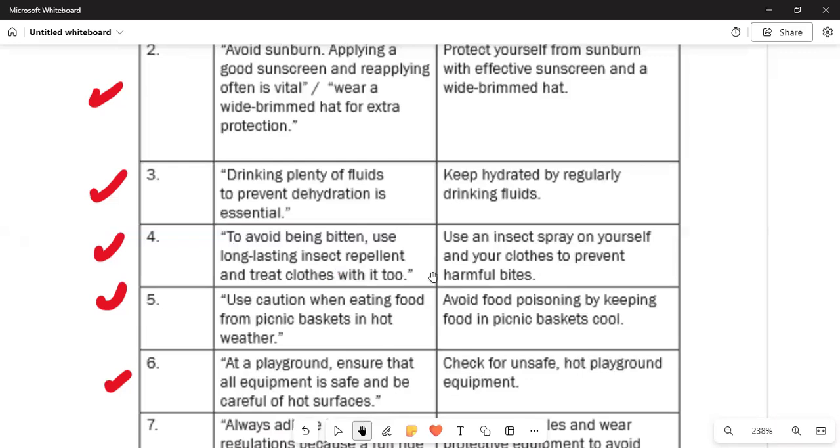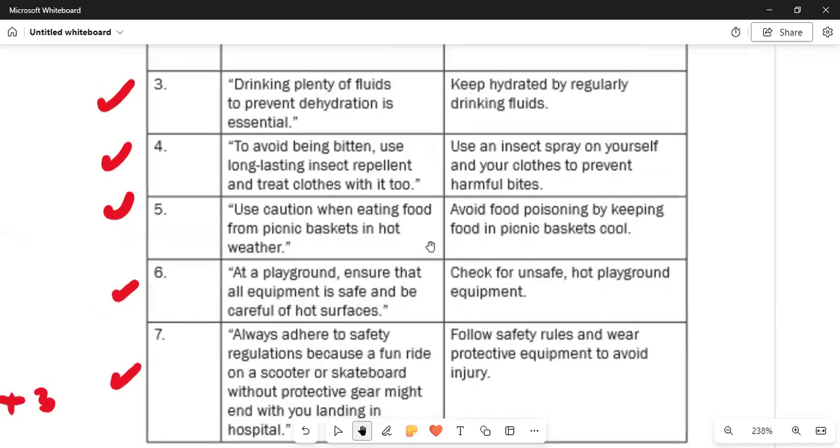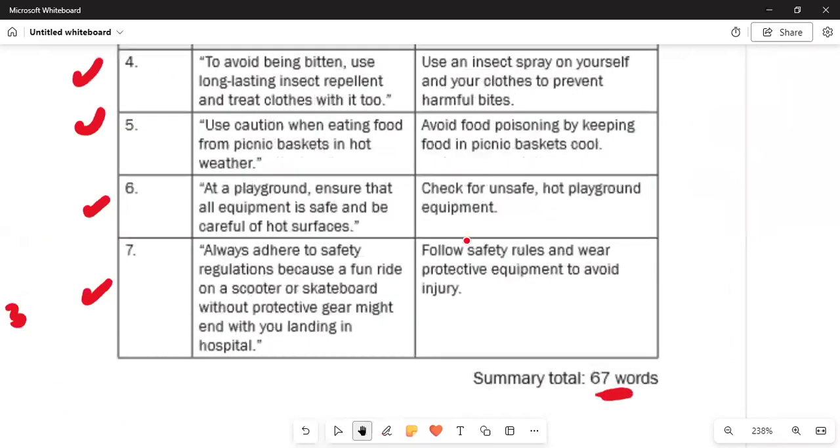And then in number 7, remember that we have said always adhere to safety regulations, because a fun ride on a scooter or skateboard without protective gear may end with you landing in hospital. Or you can say follow safety rules and wear protective equipment to avoid injury. The summary's total word count is 67.